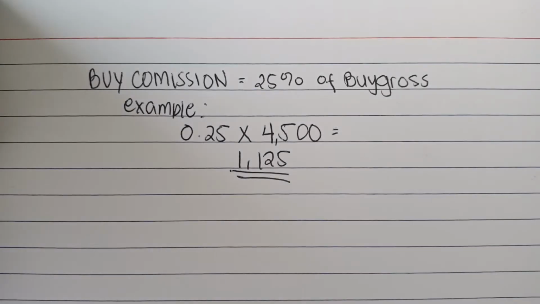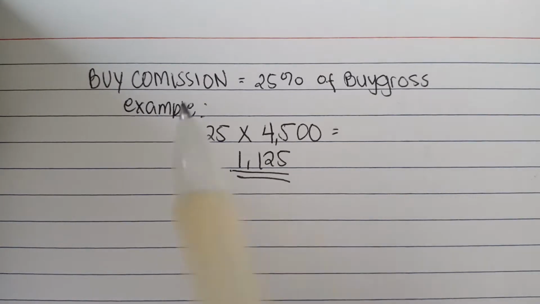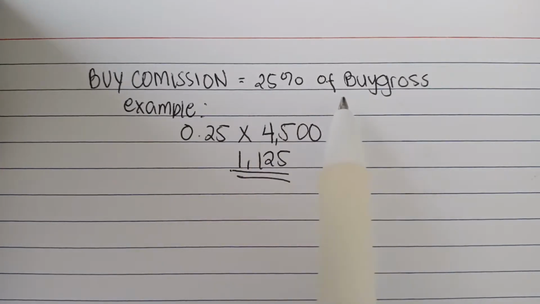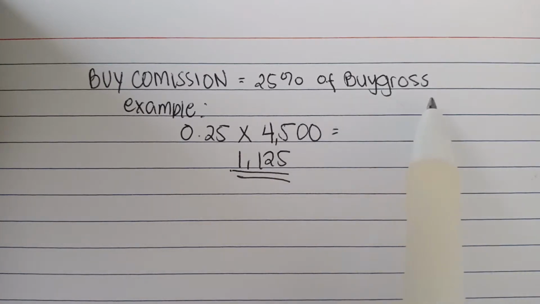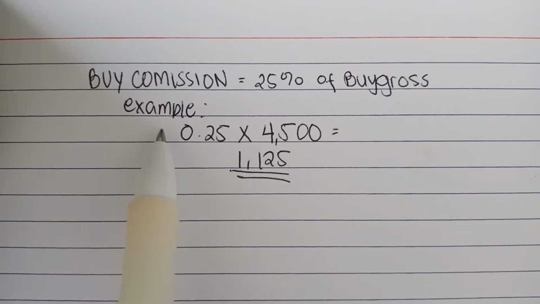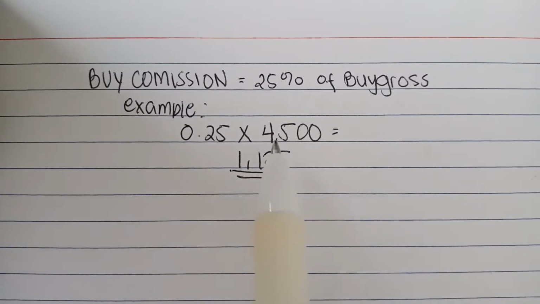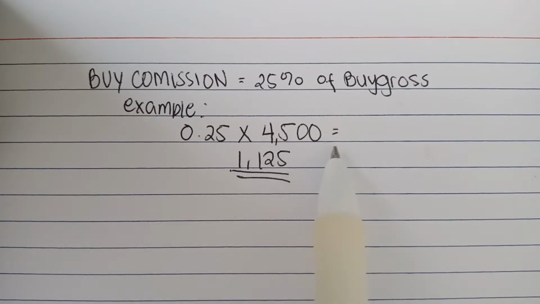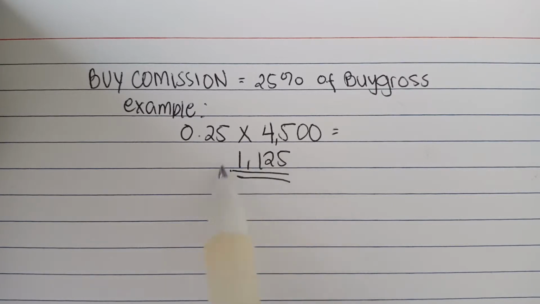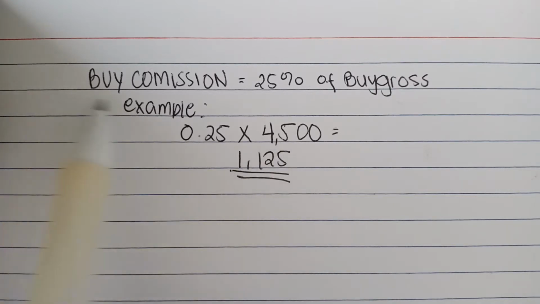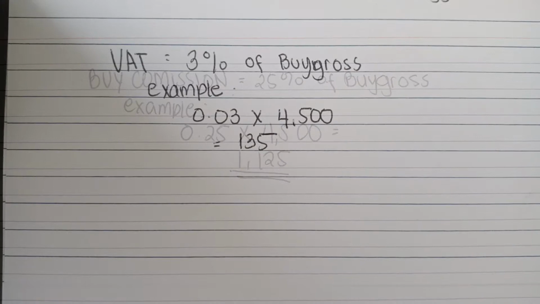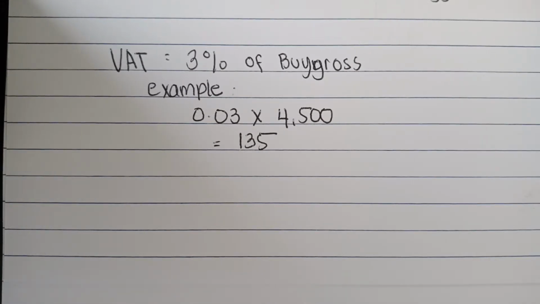The next thing that you need to know is buy commission. Buy commission is 0.25% of what we discussed earlier, which is 4,500. That is the buy gross. An example for this one is 0.25 times 4,500 is equal to 1,125, which is our buy commission. Next thing you need to know is VAT.